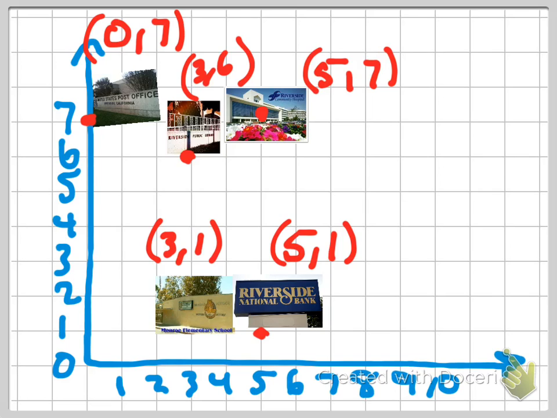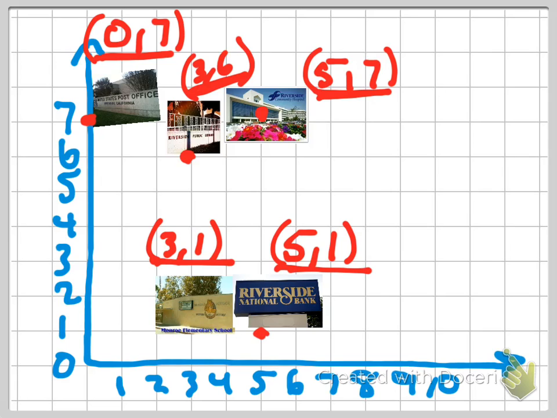So let's say there was someone who was planning a miniature village, and they arranged the post office and the hospital and a school and a library and a bank all in this little miniature town. And each had their own spot. In fact, the post office is at (0, 7), so that's right here. And the hospital is at (5, 7), right here. And the school is at (3, 1). And the library is at (3, 6) up here. And then finally the last one, the bank, is at (5, 1).